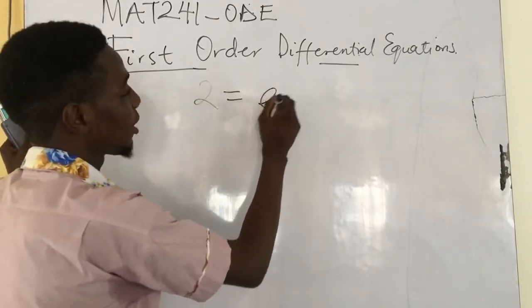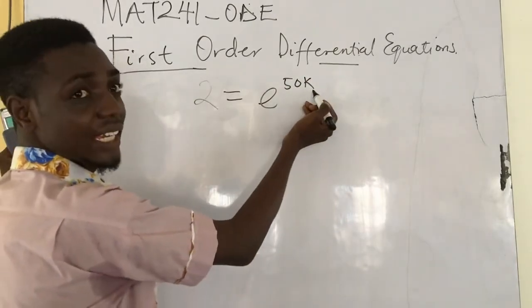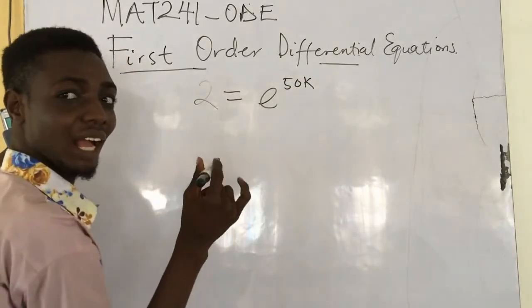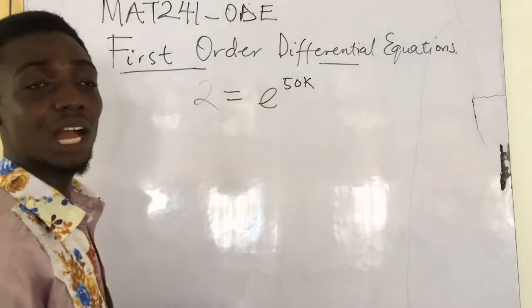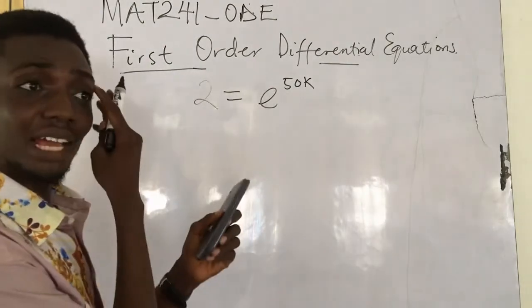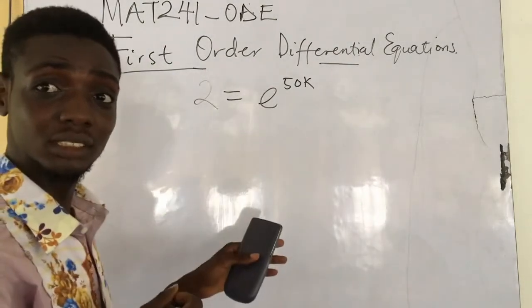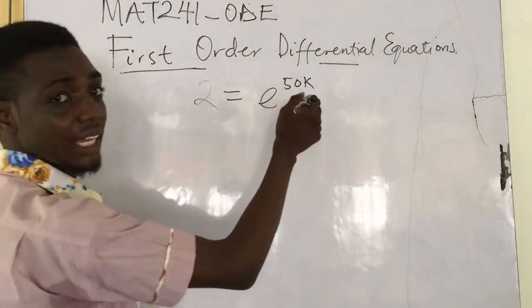So it equals 3 power 50k. Now, of course, we can find our k here. Remember I said c and k are constants, and we must find all the constants in our differential equation. So we'll find our k as well. We have found our c already, as y naught. So our next aim is to find our k.